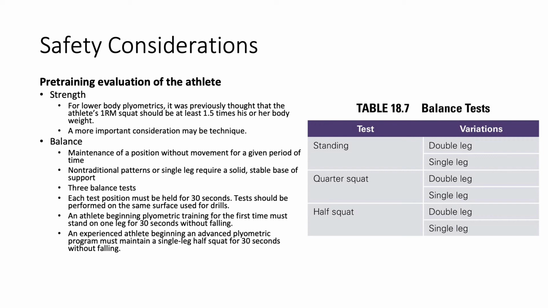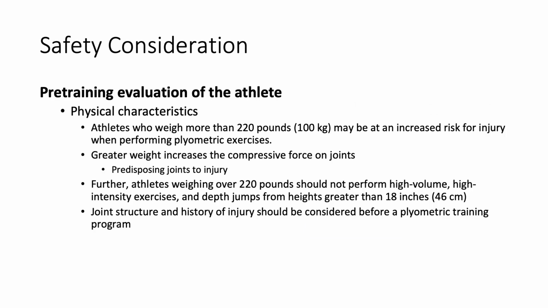Something also to consider when it comes to plyometrics is the athlete's body weight. Athletes who weigh more than 220 pounds may be at an increased risk for injury when performing plyometric exercises. The greater weight increases the compressive force on joints during the exercises, thereby predisposing these joints to injury. So if an athlete weighs over 220 pounds, they should avoid high volume, high intensity plyometric exercises and depth jumps from heights greater than 18 inches.